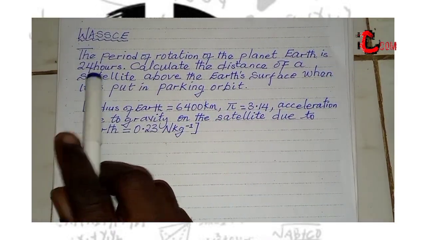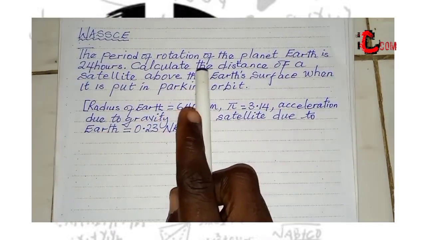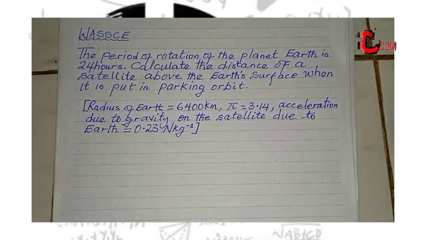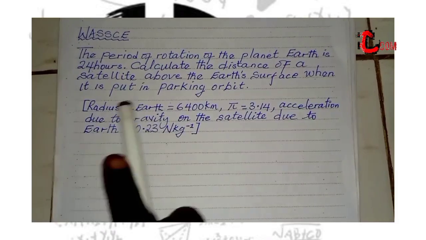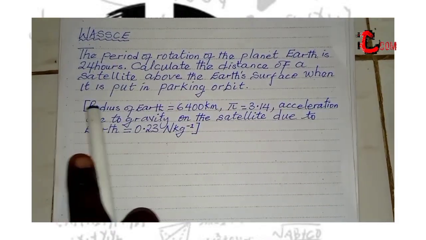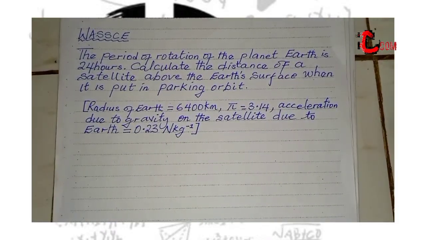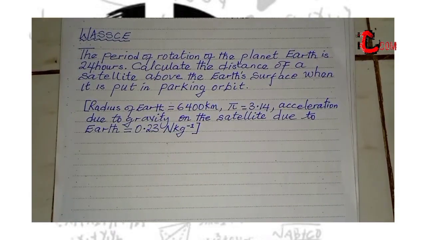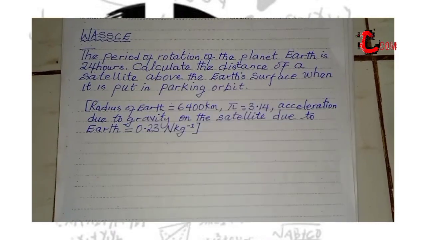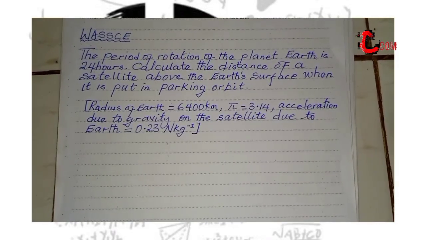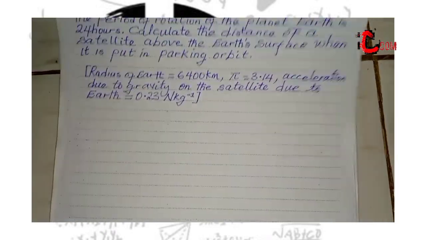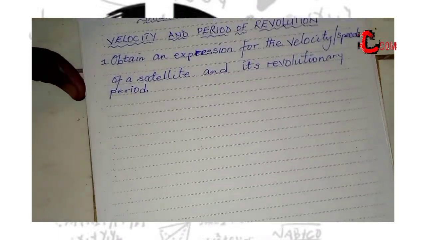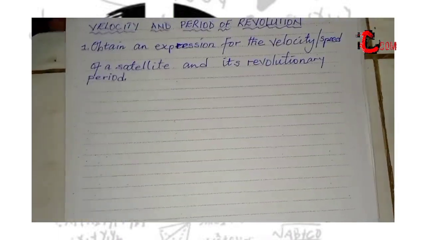So it reads, the period of rotation of planet Earth is 24 hours. Calculate the distance of a satellite above the Earth's surface when it is put in a parking orbit. That satellite would be called a geostationary satellite. So the first thing we will look at is how to find the velocity and then the period, or the revolutionary period, of a satellite.